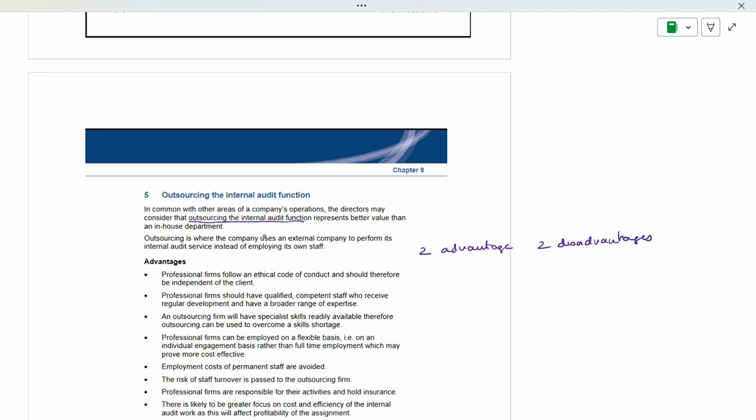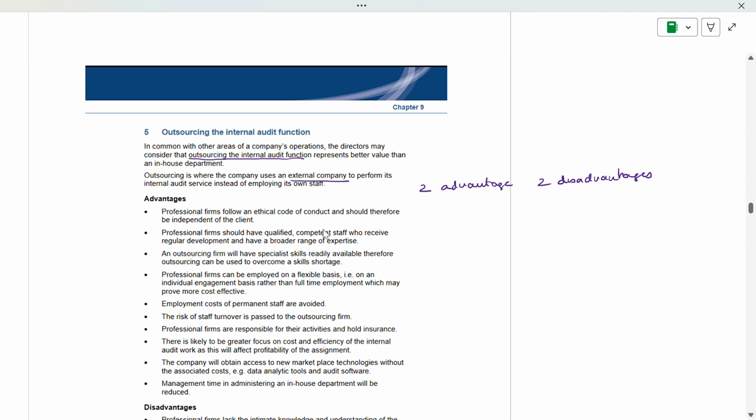Okay? Outsourcing is where a company uses an external company to perform the function instead of their own staff. What is the advantage? You will have professional firms nowadays. They have an ethical code. Professional firms follow an ethical code, therefore they are independent of the client. Professional companies have qualified, competent staff who receive regular development and a broad range of expertise.